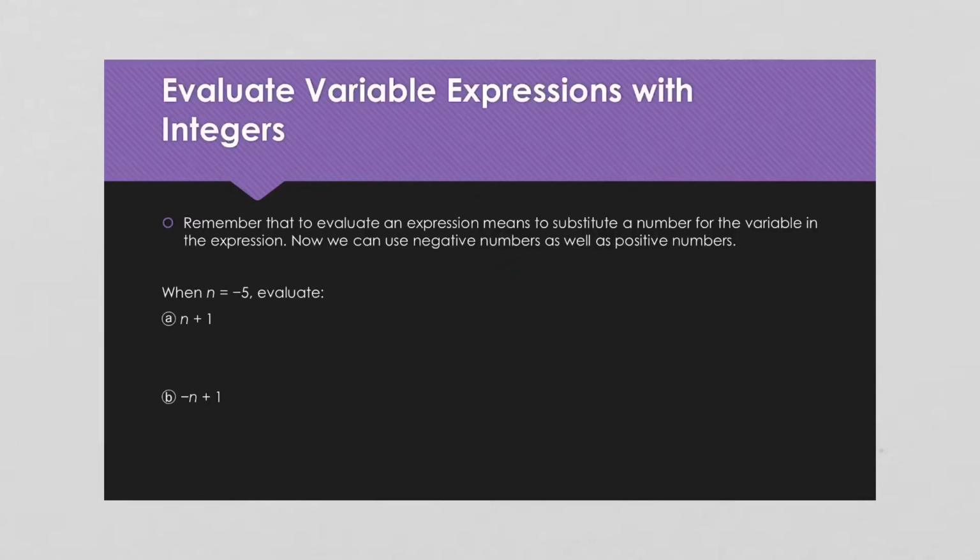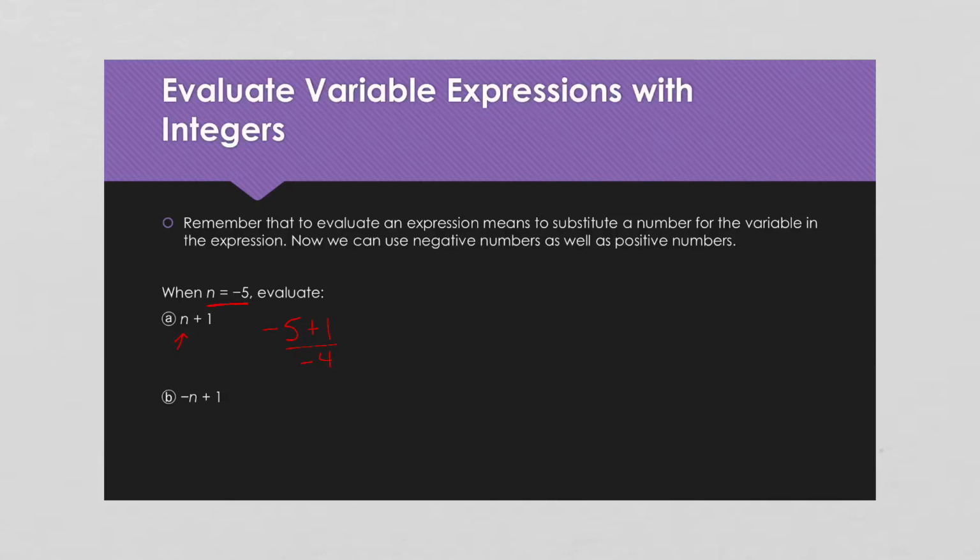So now we're going to evaluate expressions. And in order to evaluate an expression, that means that you substitute a number for the variable in the expression. And now we can use negative numbers as well as positive numbers. So I'm going to substitute negative 5 in where I see n in both of these problems. So on part A, I've got negative 5 plus 1. Negative 5 plus 1 is negative 4.